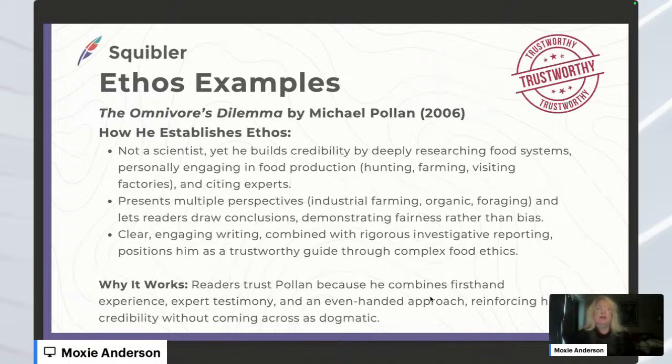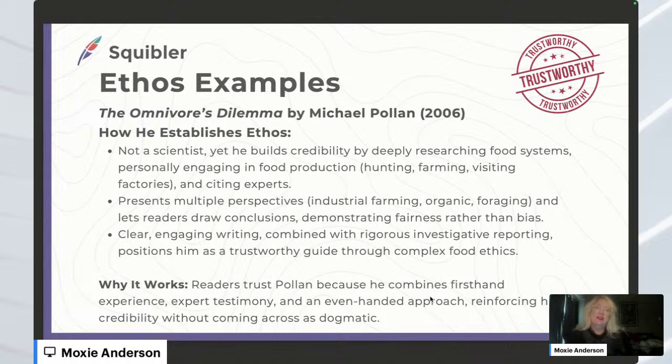Another example is The Omnivore's Dilemma, Michael Pollan's book from 2006. He establishes ethos very well in this book. He's not a scientist, he's a journalist, but he does build credibility by deeply researching our food systems. He does engage in food production as well. He tries out hunting, farming, visiting factories, and then he also looks for experts in these fields to cite. He presents multiple perspectives as well. He doesn't just present his own without digging deep into what other options there are. He lets the reader draw the conclusion. He demonstrates fairness this way rather than bias.